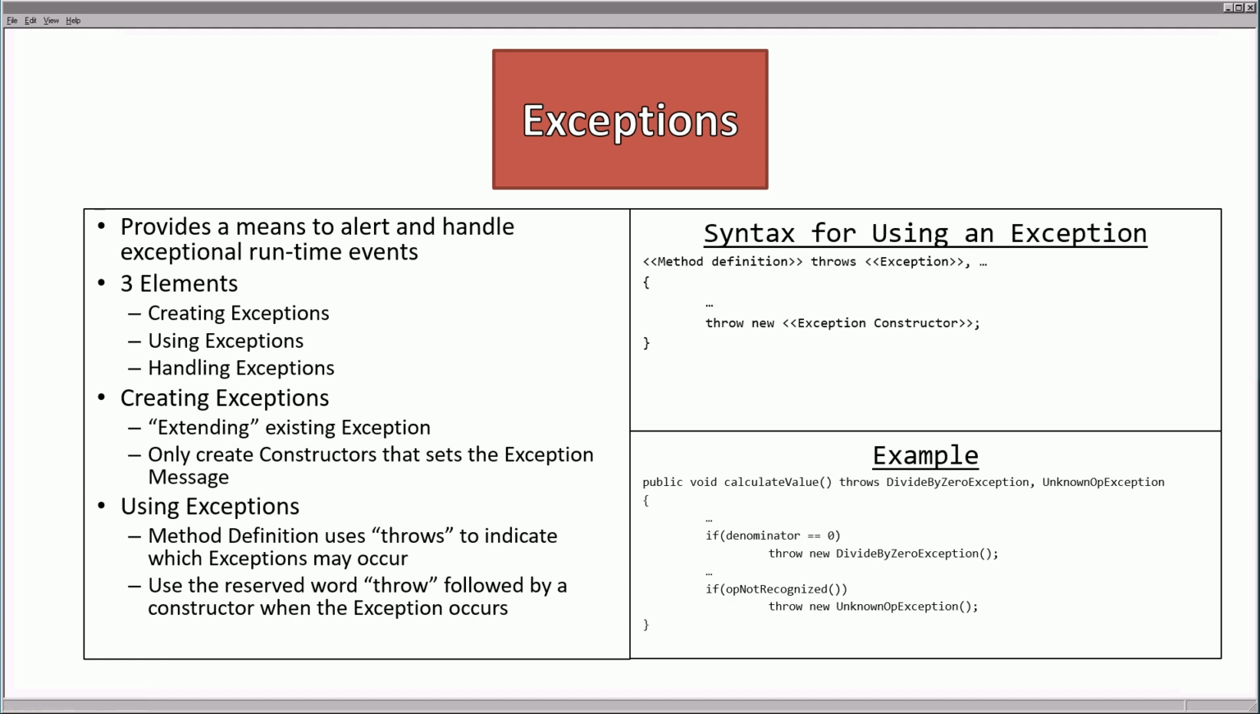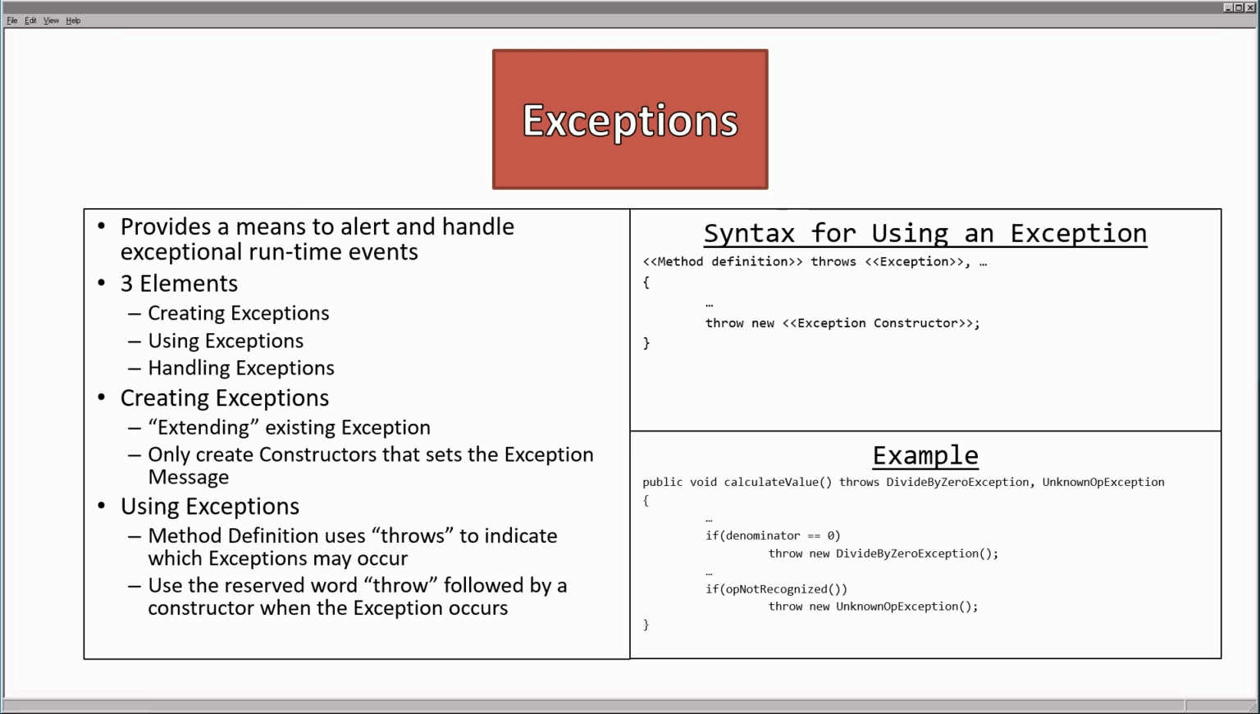Now, the other side of this is using the exceptions. So when these exceptions do come up, how do we use them? We have to take a look at the actions. In other words, we have to take a look at the methods that could raise these exceptions. Whenever we are aware of these exceptional cases, what we do is include that in the method definition. So we use the reserved word throws followed by a series of exceptions. Now, when the exceptional case occurs, we then use the reserved word throw followed by a call to the exception's constructor.